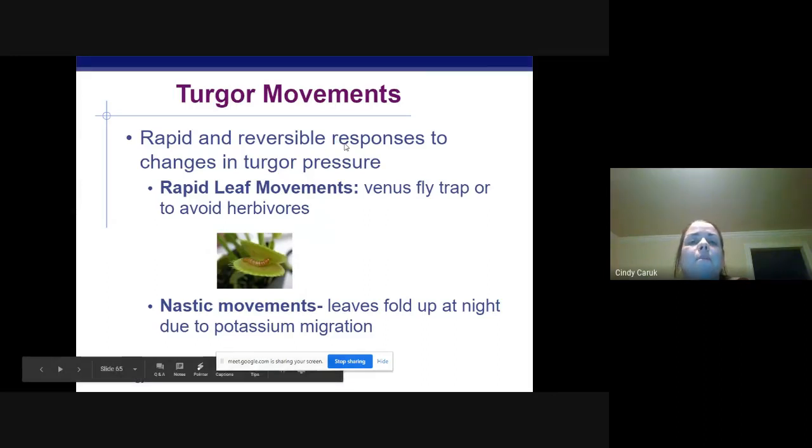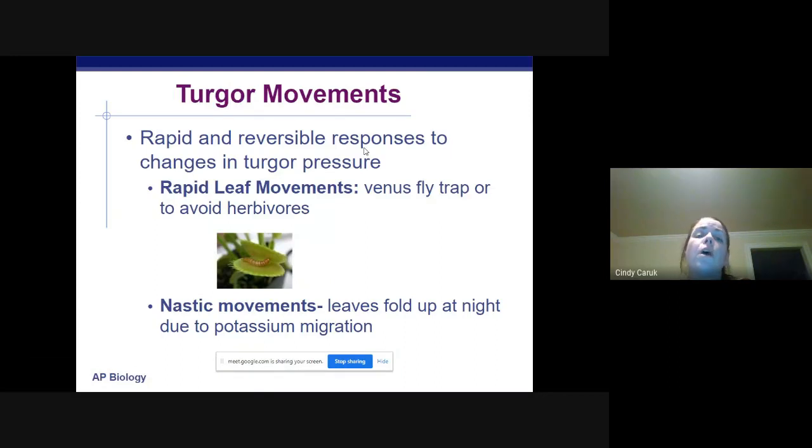Turgor movements, rapid and reversible response to turgor pressure. So it's putting water into the cells or removing the water out of the cells quite rapidly. Here you have your Venus flytrap, and it closes to eat this insect. It isn't eating it because it needs food. It's eating it because, like all of these plants, it doesn't have enough nitrogen in the soil. Same thing with pitcher plants as well.